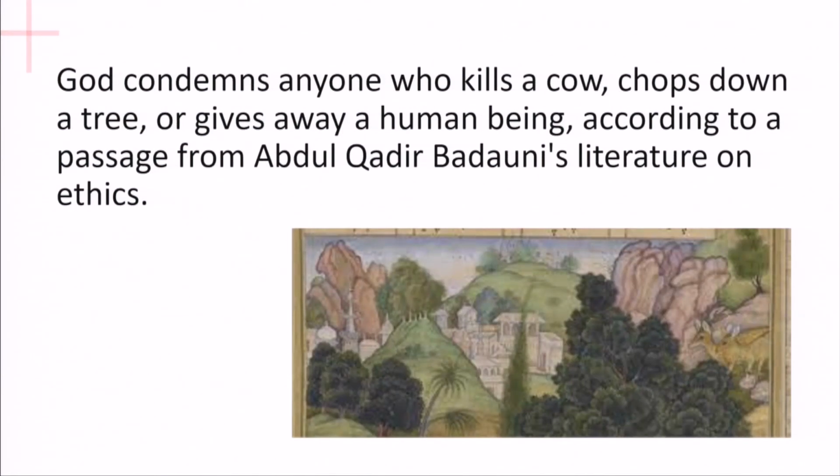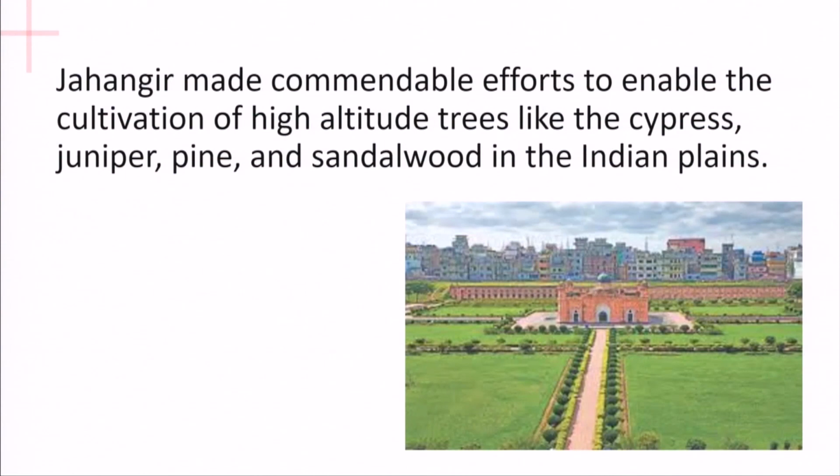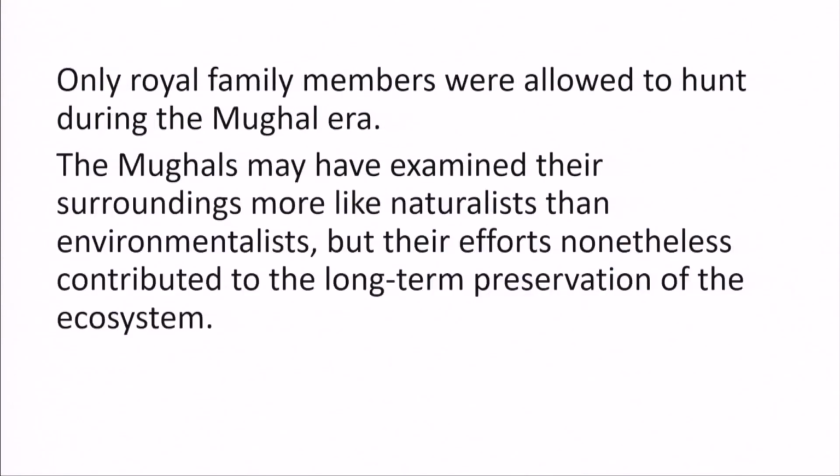God condemns anyone who kills a cow according to old days tradition, chops down a tree or gives away a human being, according to the passage from Abdul Qadir Badauni's literature on ethics. Jahangir made commendable efforts to enable the cultivation of high altitude trees like the cypress, juniper, pine and sandalwood in the Indian plains. Only royal family members were allowed to hunt during the Mughal era.